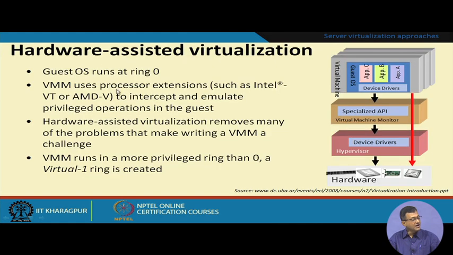The third one is a hardware or OS running on ring 0. The VMM uses processor extensions, like Intel VT or AMD-V, to interpret the privileged instructions. Hardware assisted virtualization removes many problems that take place in writing a VM, where it is otherwise a big challenge. So that it is hardware assisted. That means you go directly, and it is fully compiled.